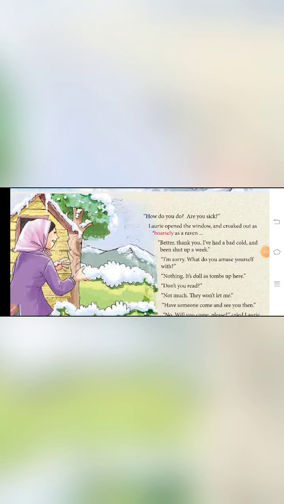So she asked the boy, "How do you do? Are you sick?" When she saw the boy, Laurie, she said, "How do you do? Are you sick?" This is on page number 12. Please open page number 12 now.